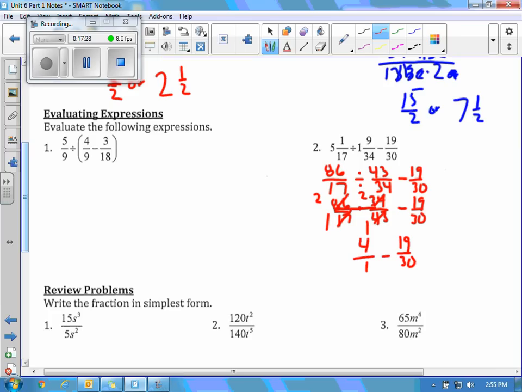So I need a common denominator of 30, which means this is going to become 120 over 30 minus 19 over 30. And when I do that math, I wind up with 101 over 30, or as a mixed number, 3 and 11 over 30.